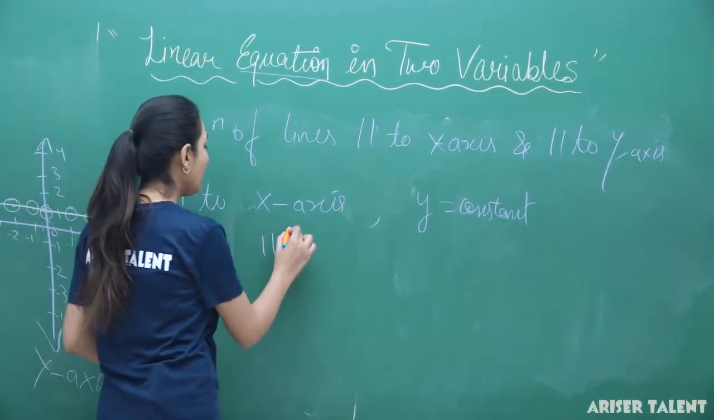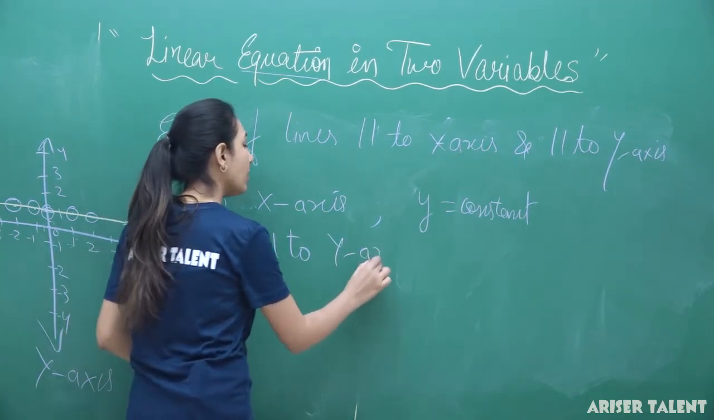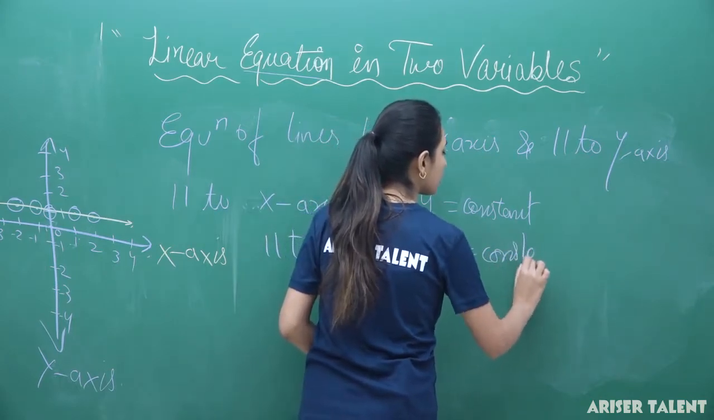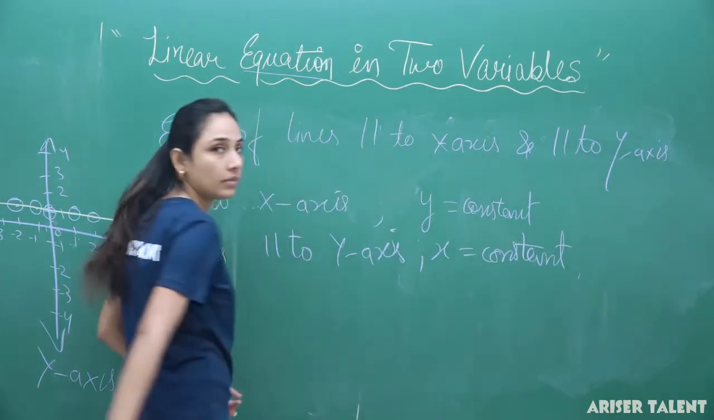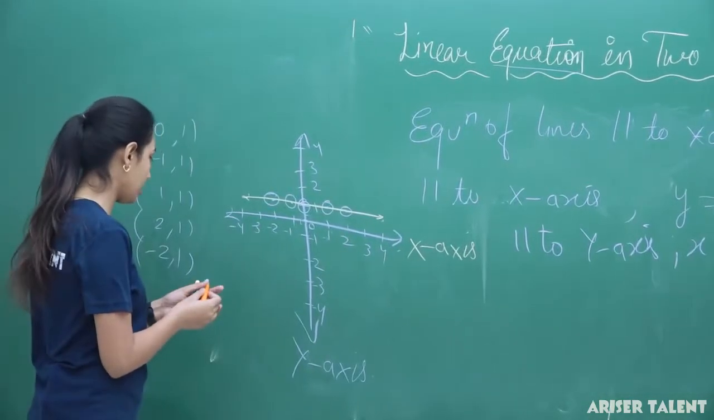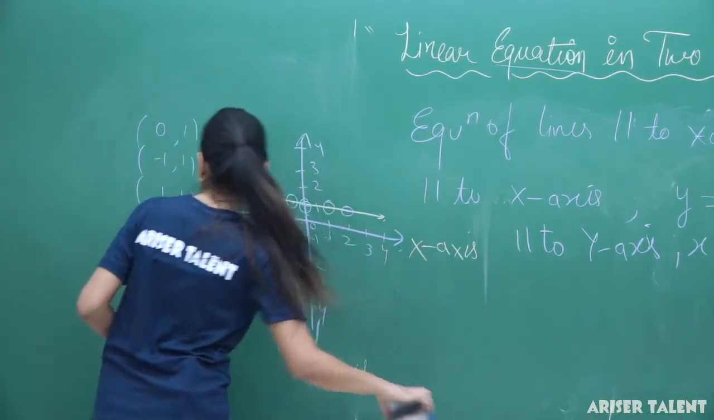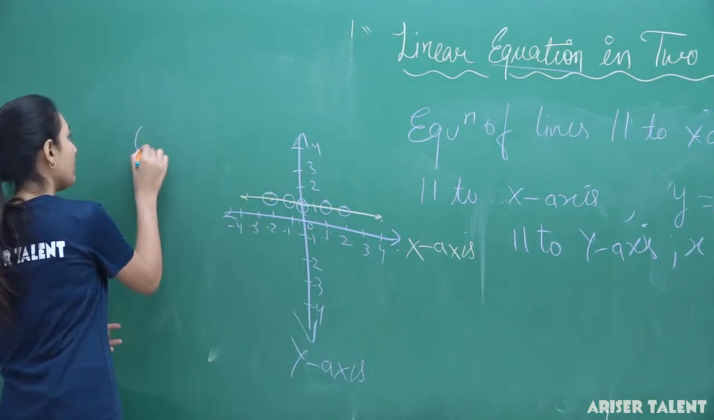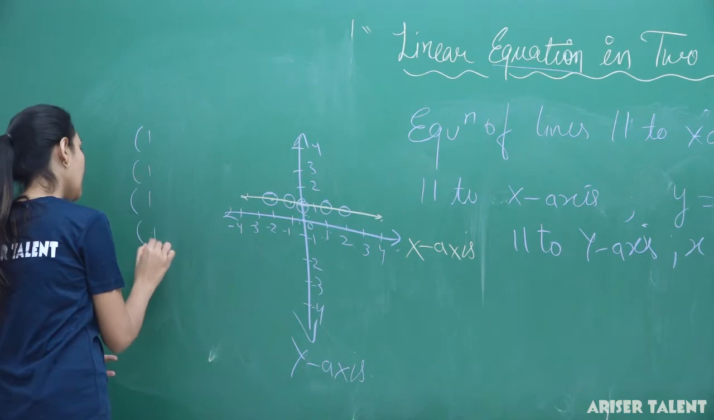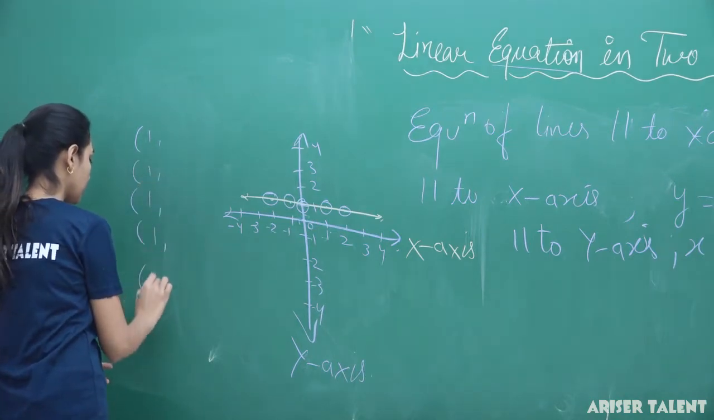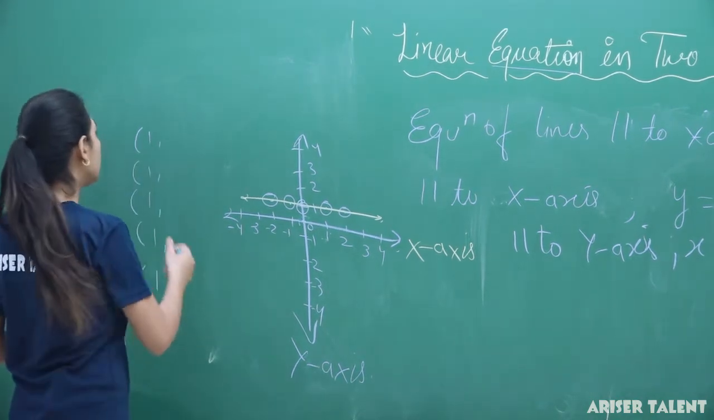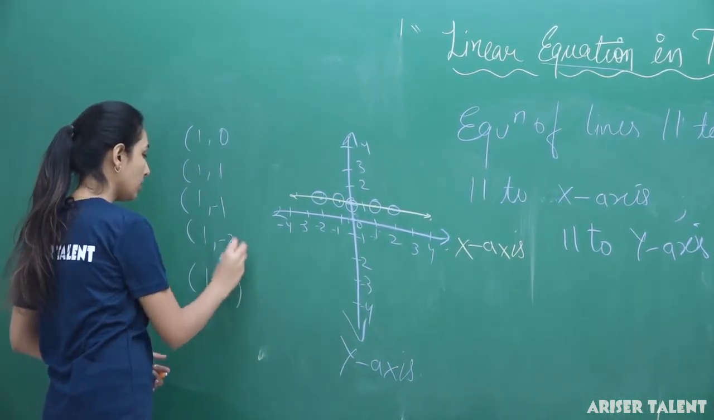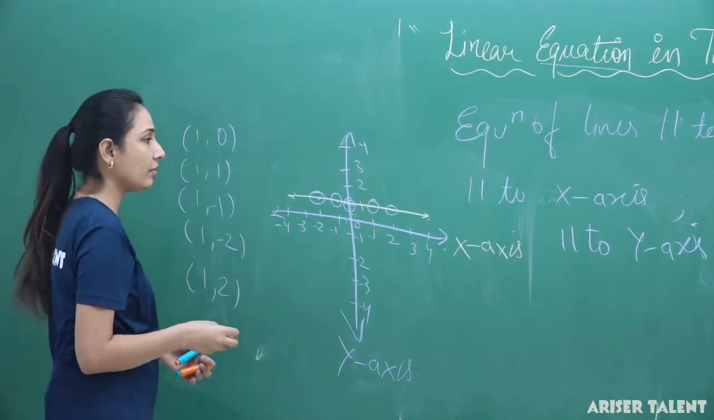Now I will talk about the line parallel to the y-axis. Parallel to the y-axis will be of the format x equals constant. In this case, let's take the constant as 1 again. Our abscissa is constant, and the ordinate is variable, taking the values 0, 1, -1, -2 and 2.